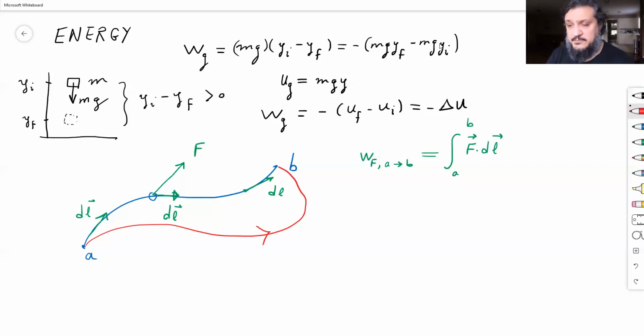Another way to explain conservative forces is to look at loops. If the path is a closed path, like this, come back to the original point, something like this. All right, you start here and come back there. Then the work will be equal to 0 if F is conservative.